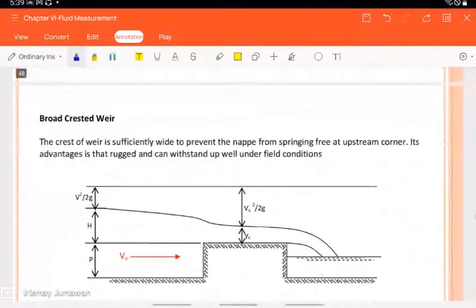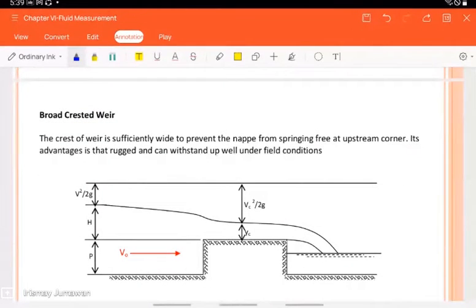So here for the broad crested weir, I know you are familiar with this. This is like a hump. So with the hump, we concluded that the flow over the hump is critical. So same with the broad crested weir, the flow is also critical, the depth also is critical. So when you say broad, it is wide, and because of its width, it can withstand different field conditions.